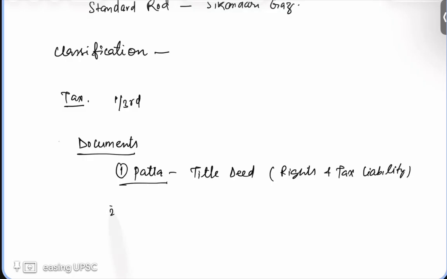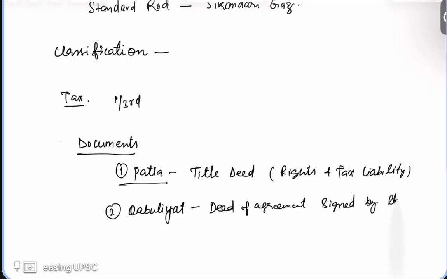Then next one is Kabuliyat. What is Kabuliyat? It's a written agreement given to the peasants for accepting the revenue terms. A deed of agreement signed by the farmers accepting the tax.